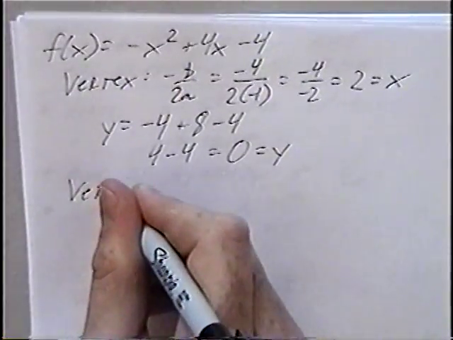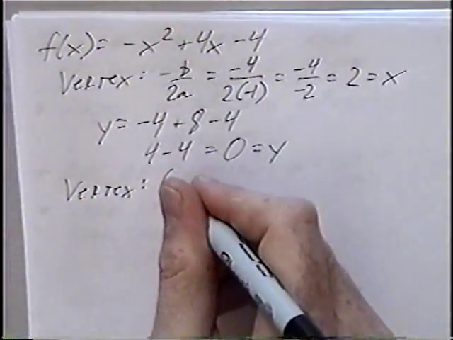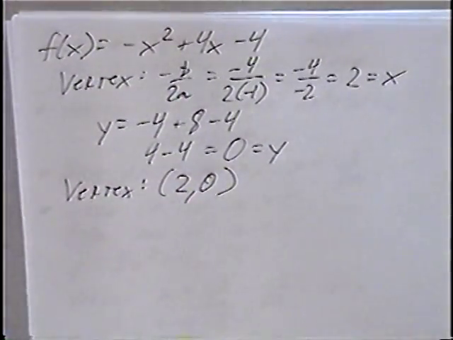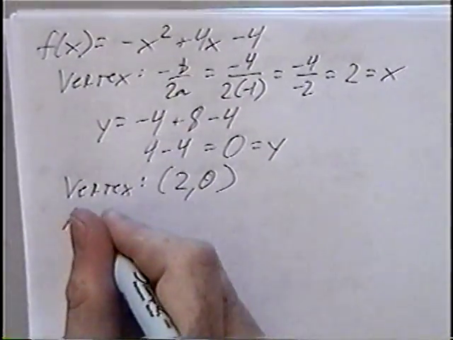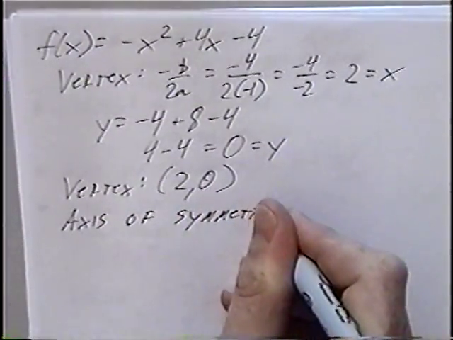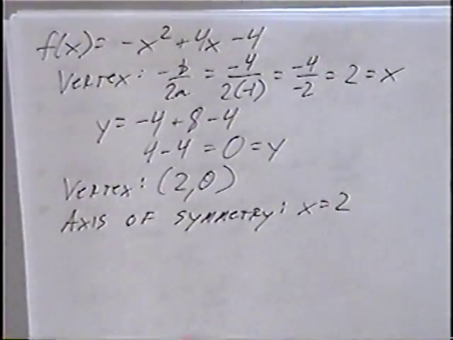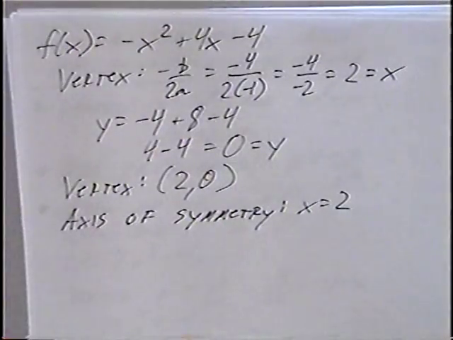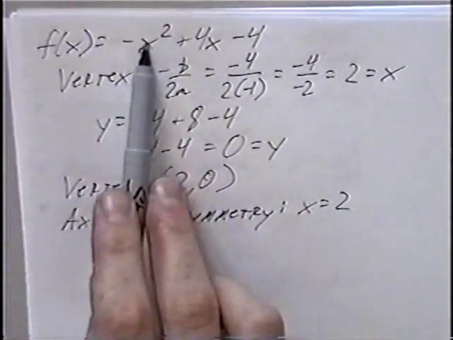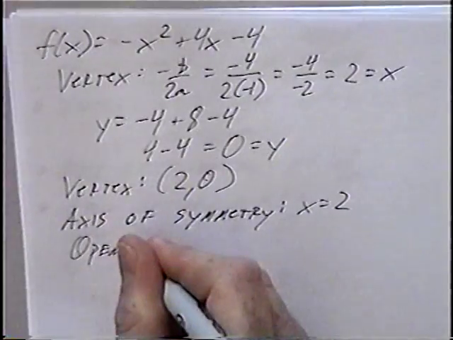Our vertex, again, we can make a point. X is equal to 2, y is equal to 0, so our vertex would be 2, 0. The axis of symmetry, again, makes the graph symmetrical. It's the same value as the vertex. In this case it's 2, but it's just the x value, x equals 2. And the graph can either open up or down. Looking back at the equation, it's a negative x squared, and negative values are less than 0, so this graph will open down.